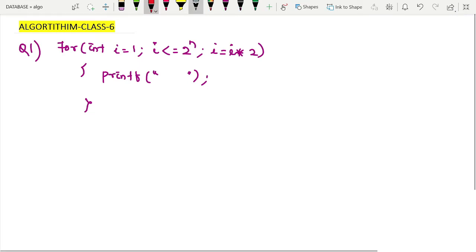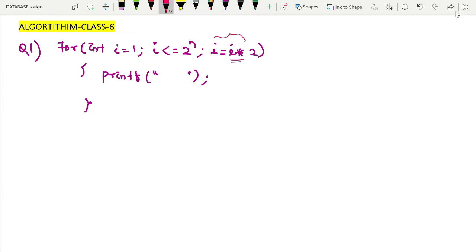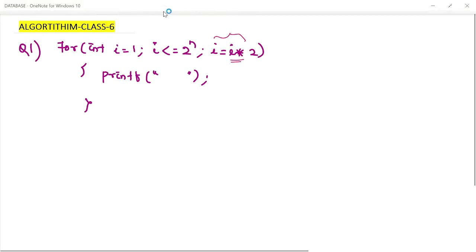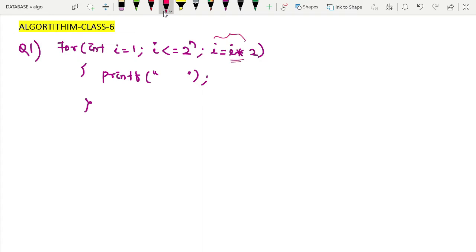Yesterday we have discussed some of the questions and I said the updation part is I into 2. If it is multiplied by some constant term or divided by some constant term, we are getting order of log n. But I have also mentioned you need to see what the question is asking. Okay, what is the initialization part, what is the condition checking part, all you need to check first. Otherwise you can have some problem.